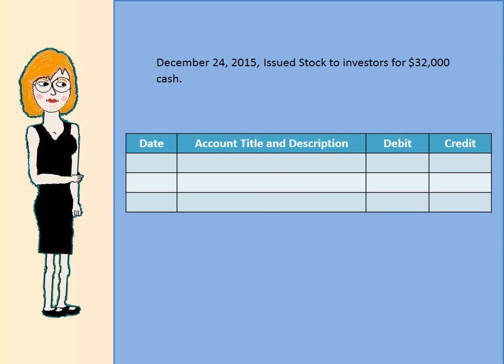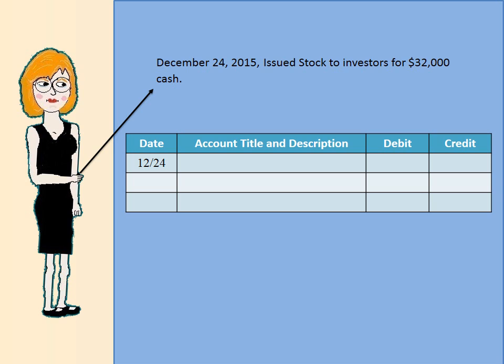Now let's look at one of the basic journal entries within the Stockholders' Equity section. We will start with the date, December 24th, 2015. So you will put the date here as 12/24. The year will either be on the cover of the journal or at the top of the column.